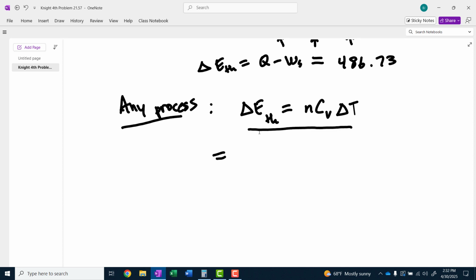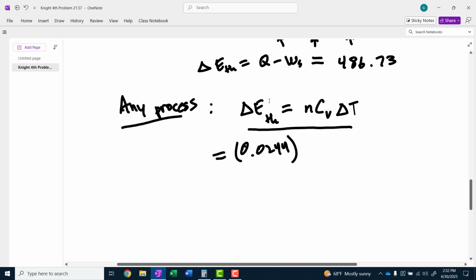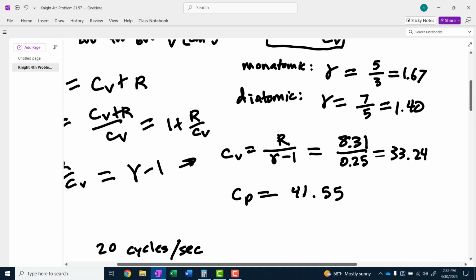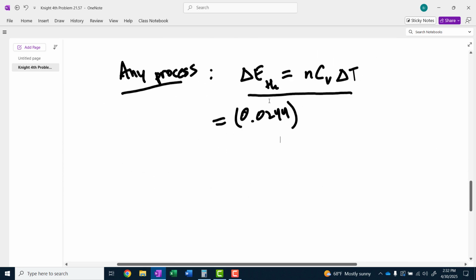That's going to be the 0.0244 moles times the constant volume heat capacity. And remember, this one's weird. We had to calculate CV using the given value of gamma. This is not a diatomic gas. It's not monatomic. We found above that CV was 33.24.